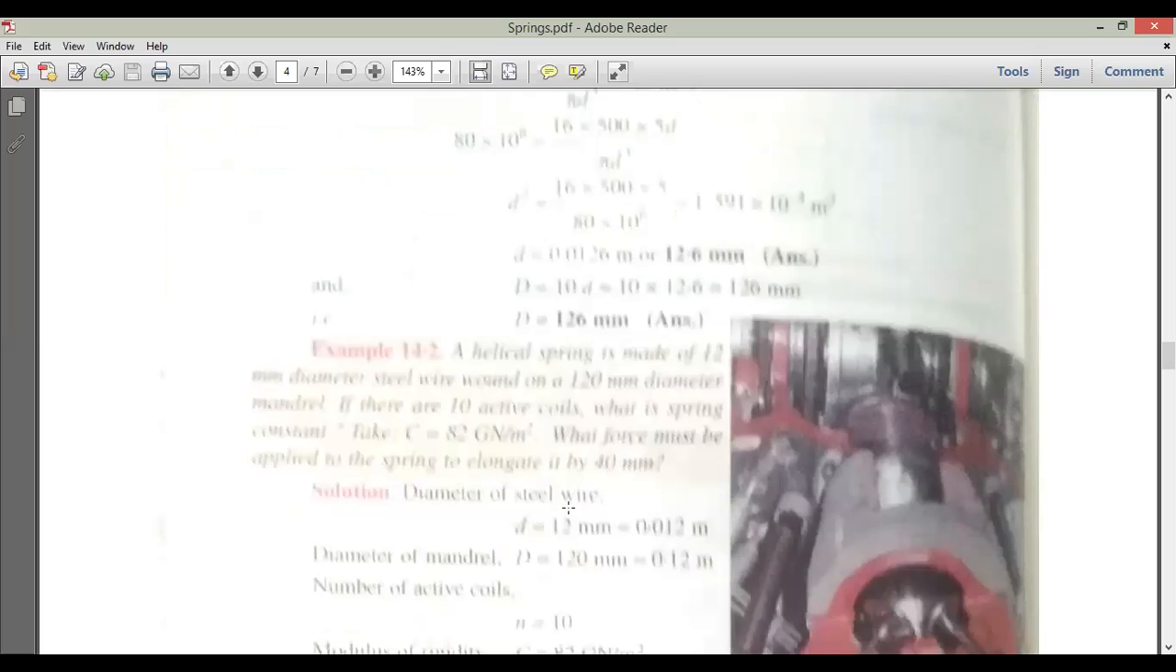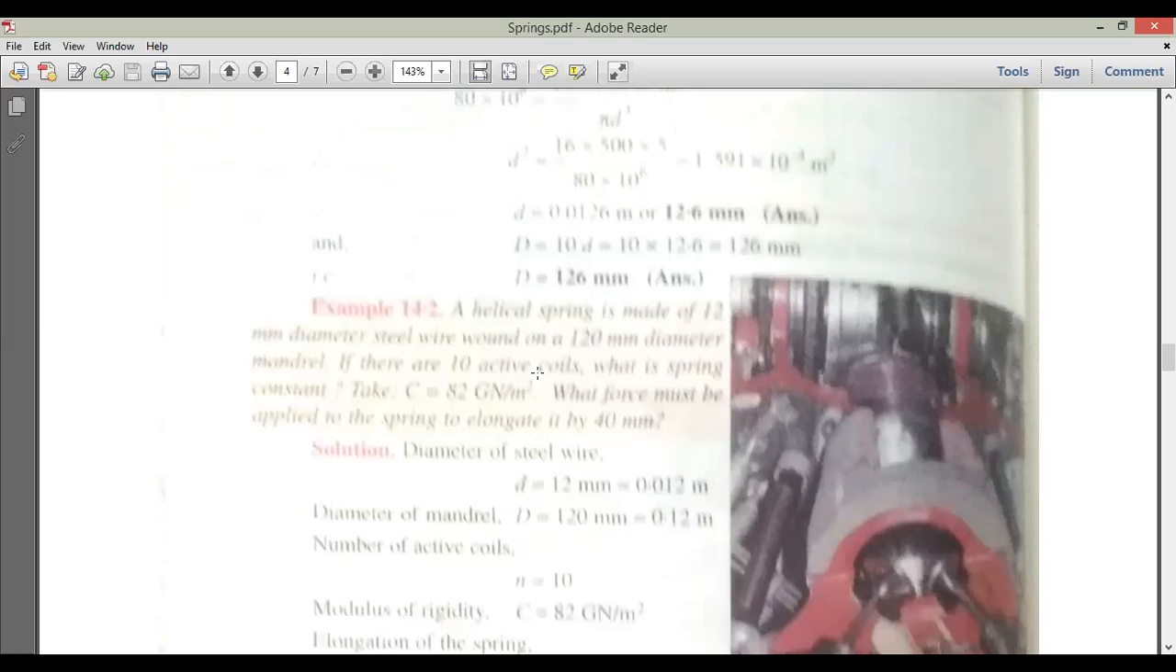That is the normal question that is based on helical spring. Now we have to solve another problem. A helical spring is made of 12 millimeter diameter, that is small d is given 12, steel wire wound on a 120 diameter mandrel. That means it is to be wound over a 120 millimeter diameter mandrel. If there are 10 active coils, what is the spring constant?